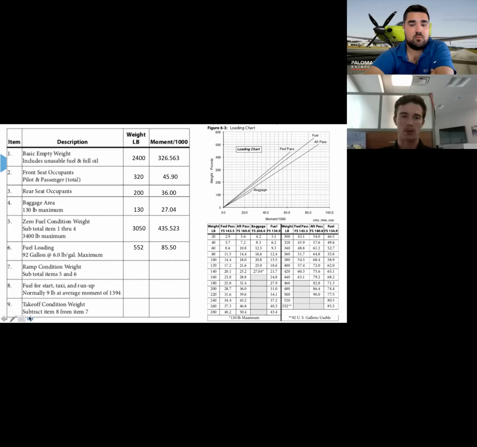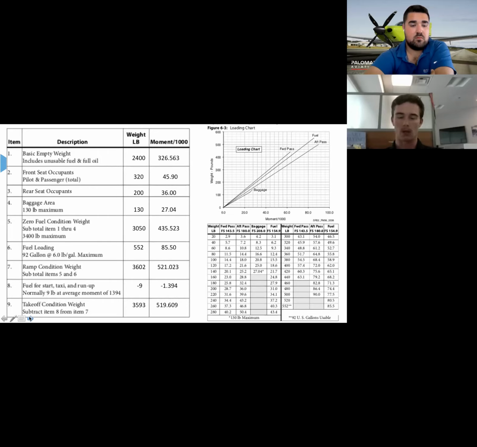Then we can add that to the zero fuel weight and get our ramp condition weight of 3602 with a moment of 521.023. Then it says here on the next line, fuel for start, taxi, and run-up is normally 9 pounds at an average moment of 1394. And because we're using moment divided by 1,000, that'll be 1.394, which we've got right here, minus 9 pounds and 1.394. And we can subtract 9 from 3602, and we'll get 3593 with a moment of 519.609.